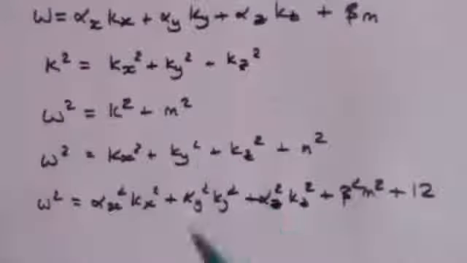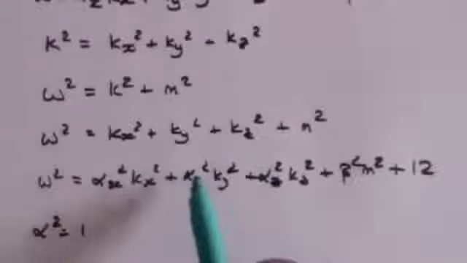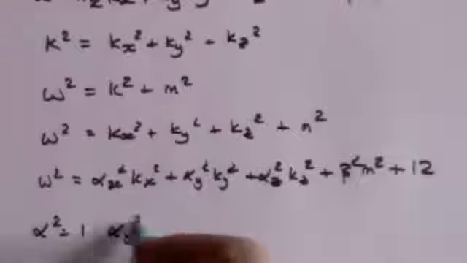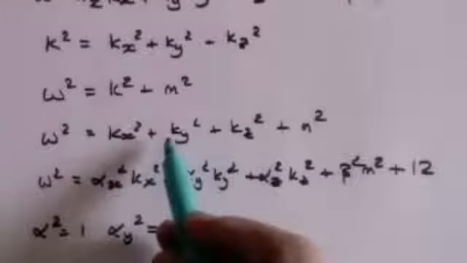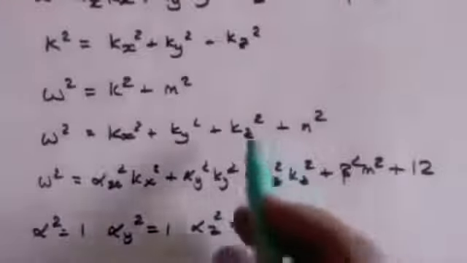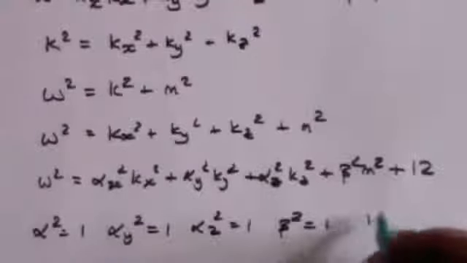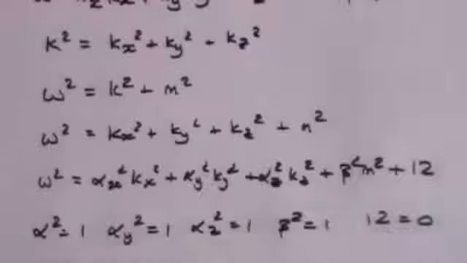And now if you compare this to this, what you will see is that alpha x squared must be 1 because there's no coefficient in front of the kx squared. Alpha y squared must be 1 because there's no coefficient in front of ky squared. Alpha z squared must be 1 because there's no coefficient. And beta squared must be 1. Well, we knew that from before. And the 12 other terms must equal 0 because they don't feature.